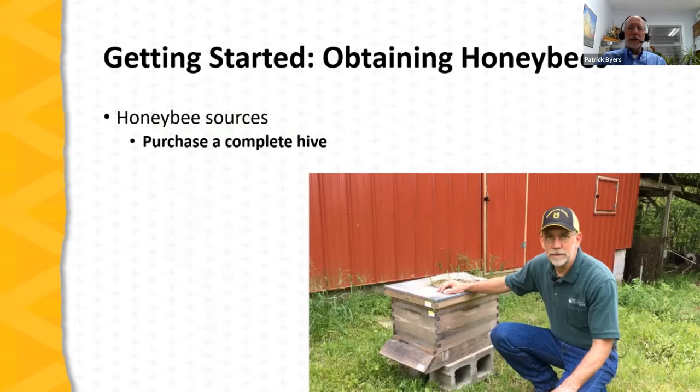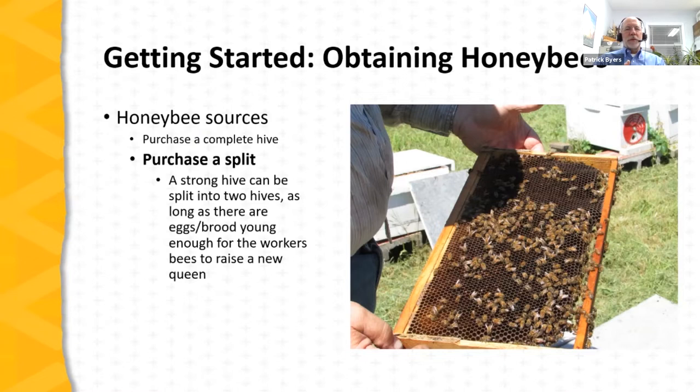Well, we can certainly purchase a complete hive. Occasionally, an established beekeeper will sell a complete hive, and typically it's going to be one deep body, the 10 frames, and then obviously the bees and the queen within. And so this can be one way to get started in beekeeping. A more common way is to purchase what's called a split.